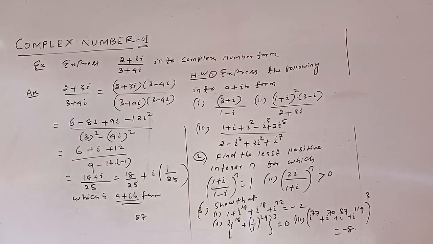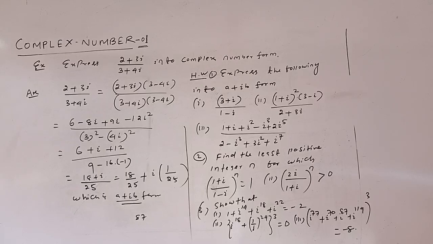So some questions for yourself, homework. Number 1, express the following into a plus ib form, that means you have to express the following into complex number form: 3 plus i by 1 minus i. Number 1, you do the rationalization, multiply 1 plus i in the numerator and denominator, like in this example. Number 2, number 3. Okay.